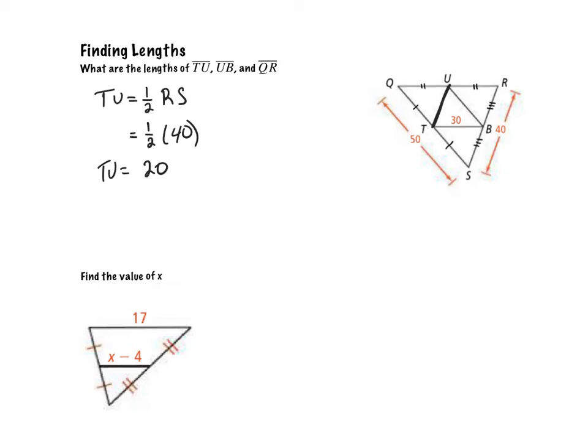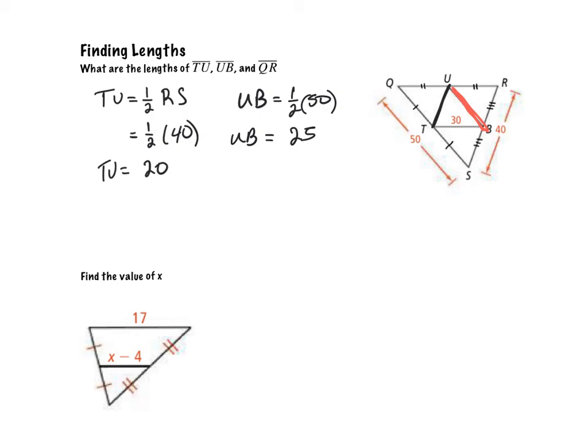And so I can work through that for the rest of these. So UB, that red segment there. I look at it and say that's got to be half of the side parallel to it. So the side parallel to it is 50. UB is 1/2 of 50. So now I can just take that and say 25. So now I know that UB is 25.